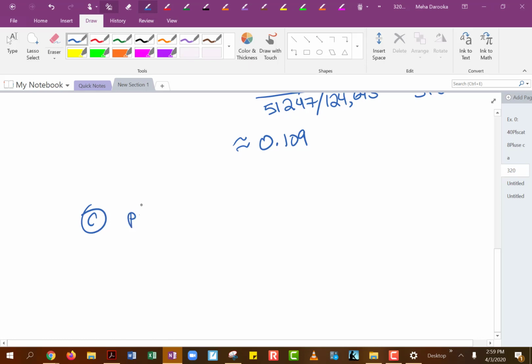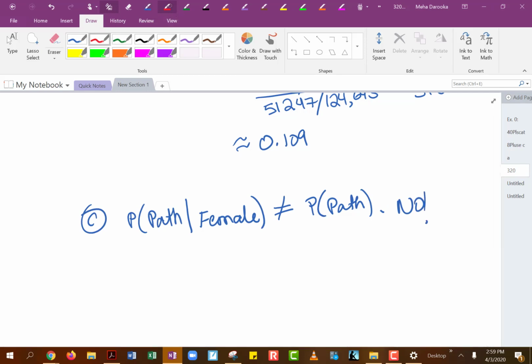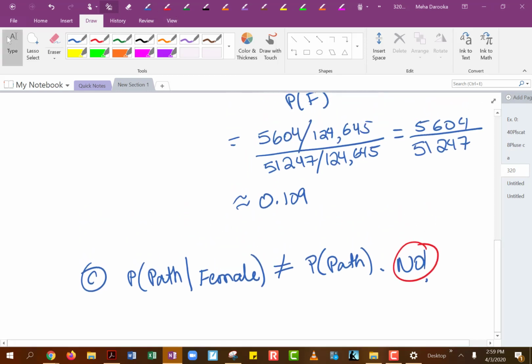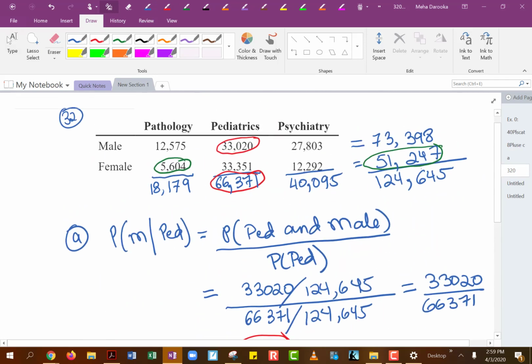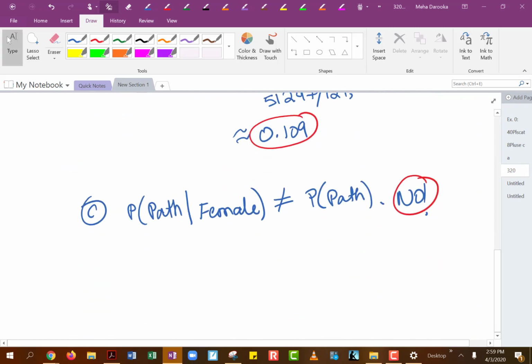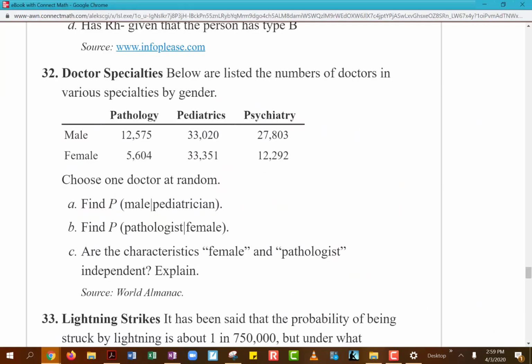So that actually tells you that these will not be independent events. So you can just basically say that the probability of being a pathologist, given that they are female, is obviously not equal to the probability if you just look at all the pathology doctors, because you would definitely have an overlap in this case. So we would say no, they are not independent. So this would be for part C. This was our answer for part B, and then this was our answer for part A. So this was example number 32 from your textbook.